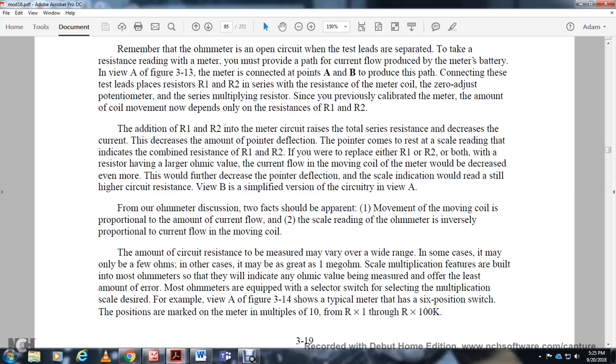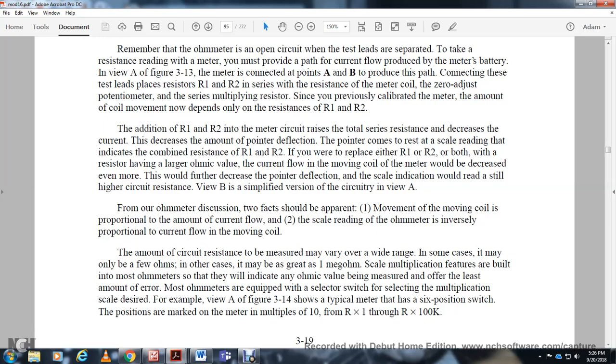View B shows a simplified version of the circuit of view A for the ammeter of the meter. Two factors are in parallel with the moving coil. The movement of the moving coil is proportional to the amount of current flow, so the scale reading on the ohmmeter is inversely proportional to the current flowing through the moving coil. The amount of circuit resistance to be measured may vary over a wide range.